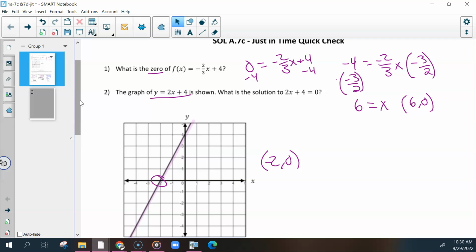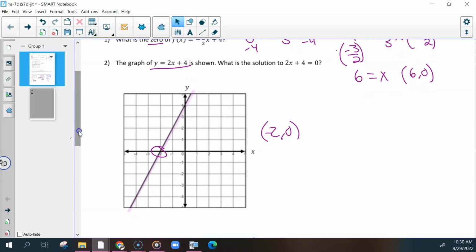Number 2 asks you to find the solution. Now you could have done this algebraically, but it gave you a graph, so you didn't need to do it that way. Solution is another word for x-intercept. So again, you were only looking for one thing. This was your x-intercept, (-2, 0). If you put (0, 4) also, it did not ask for your y-intercept, so you should only have one thing there. Questions on that?